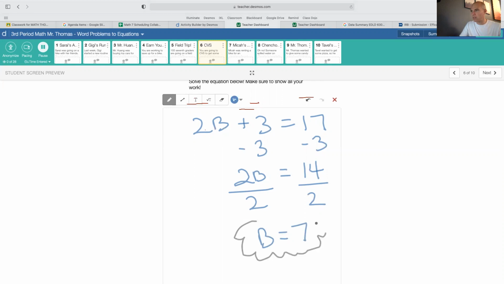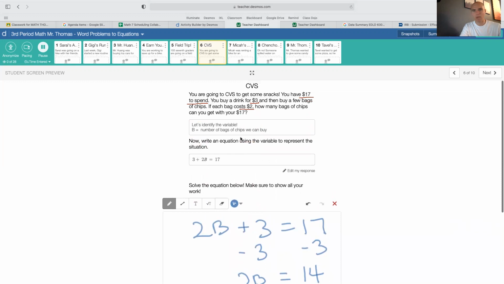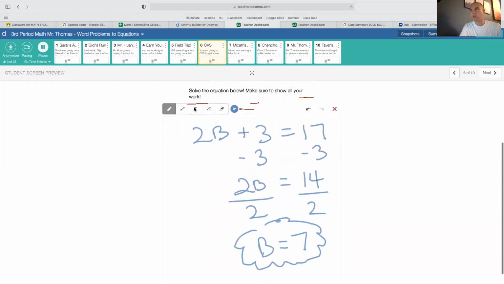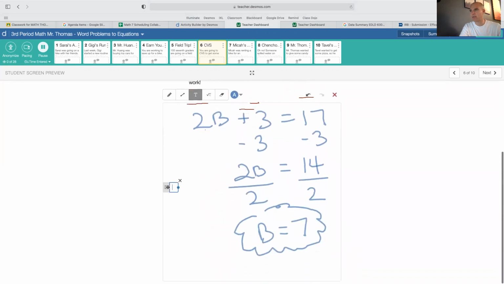That's our solution. And so remember, b stood for the number of bags of chips we could buy. And so we write a little conclusion that just says that, right? I'm going to put a little text box here. We can afford to buy 7 bags of chips. Boom, done. All right, let's move on.